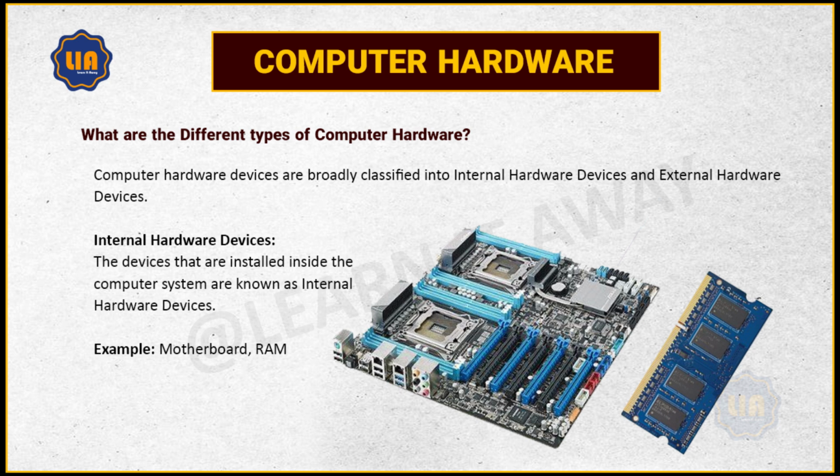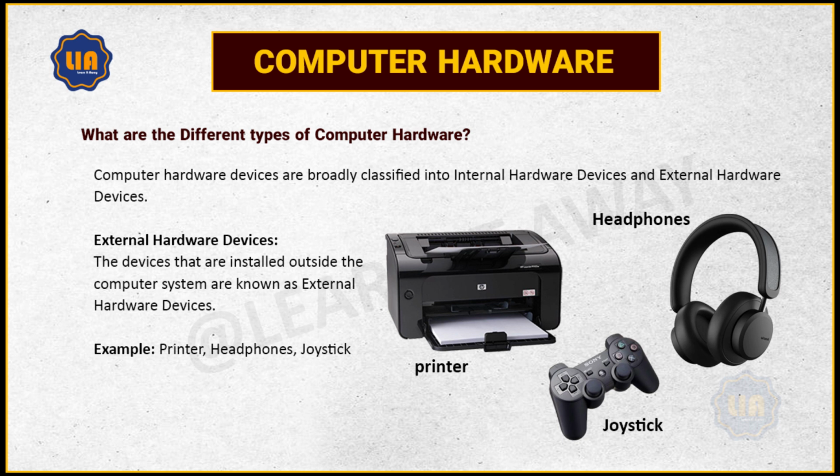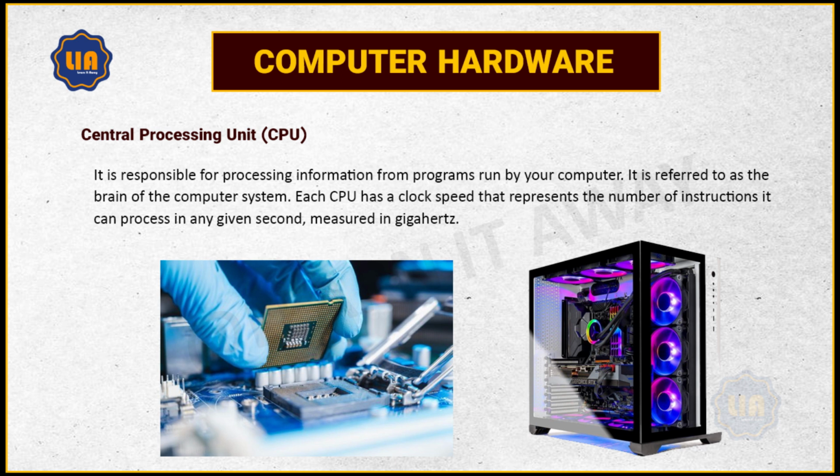Computer hardware devices are broadly classified into internal hardware devices and external hardware devices. Internal hardware devices. The devices that are installed inside the computer system are known as internal hardware devices. Example: motherboard, RAM. External hardware devices. The devices that are installed outside the computer system are known as external hardware devices. Example: printer, headphones, joystick.